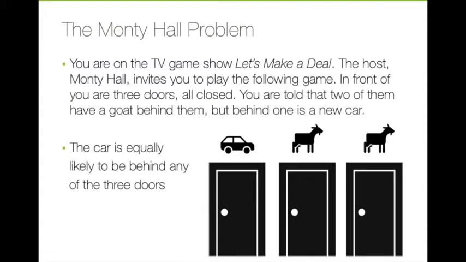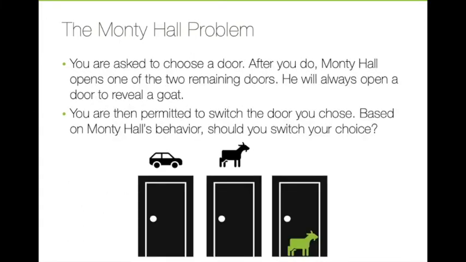You're on the TV game show Let's Make a Deal. The host, Monty Hall at the time this problem became famous, invites you to play the following game. In front of you are 3 doors, all closed. You are told that 2 of them have a goat behind them, and behind one is a new car. The car is equally likely to be behind any of the 3 doors. You are asked to choose one of the doors.